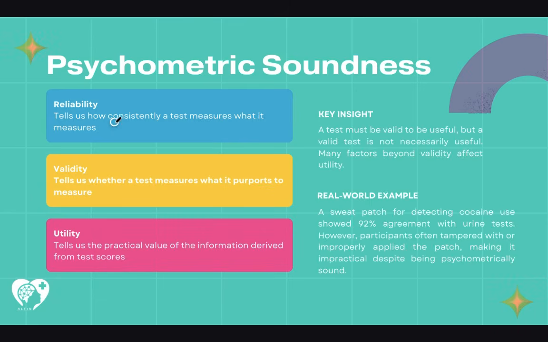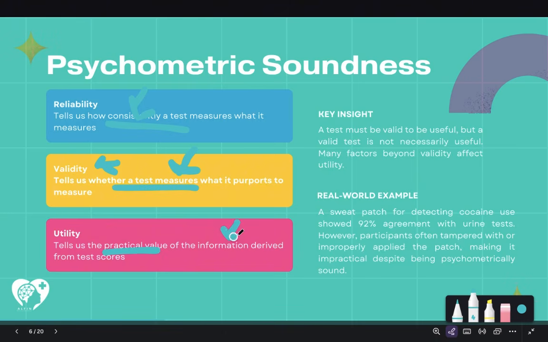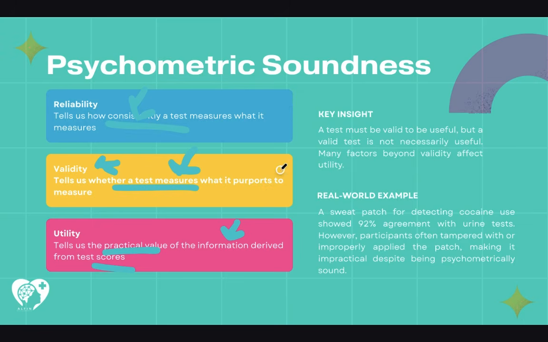So reliability: how a test consistently produces a score. So how consistently a test measures what it measures. Keyword is consistently. And then validity: does it really measure what it claims to measure? For lack of a better word, it refers to the accuracy of your test. And then utility is the practical value of the information derived from the test scores. Now we know that validity should come first for a test to be reliable. But also, validity should be established first for us to consider that a test is useful.